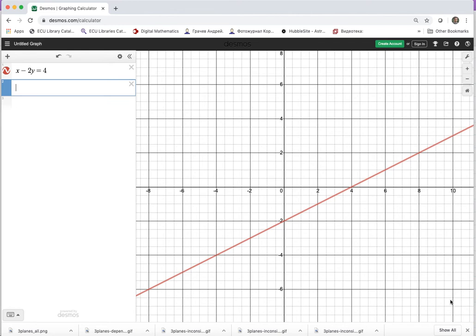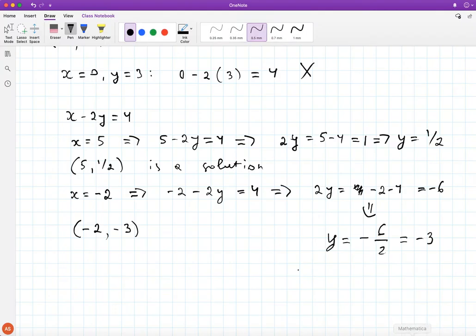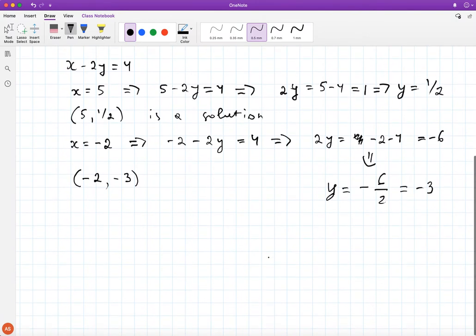Now, let's add another linear equation to the one that we've just considered and look at the system of linear equations.